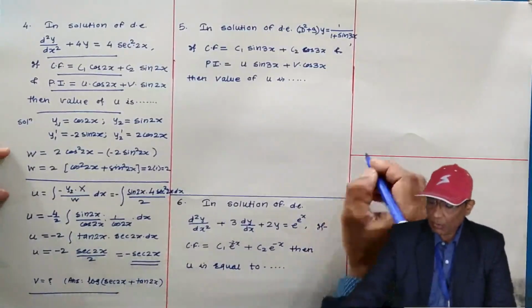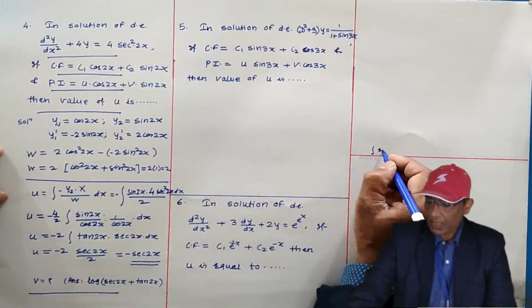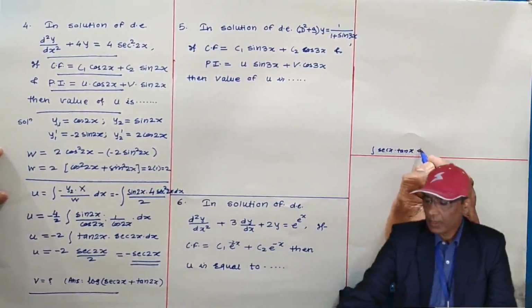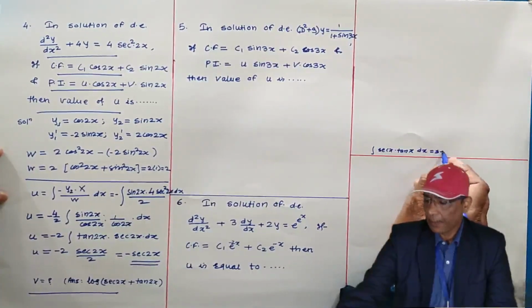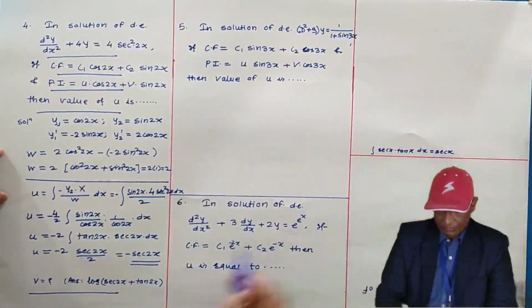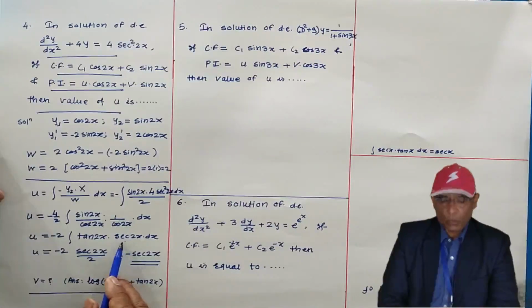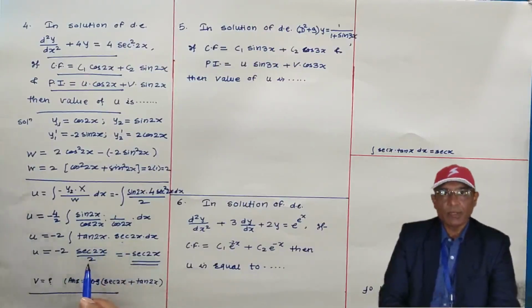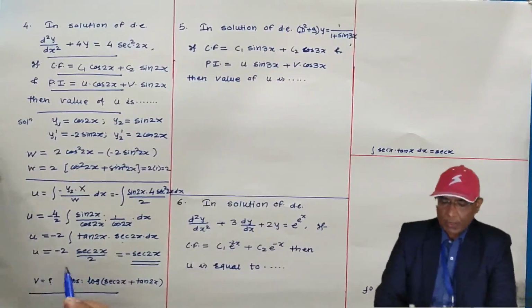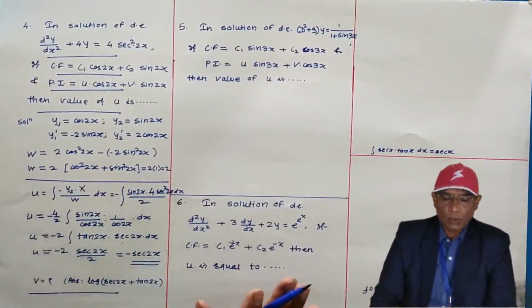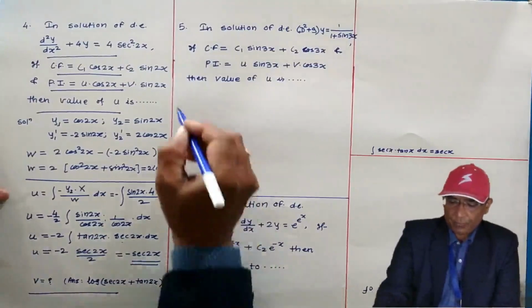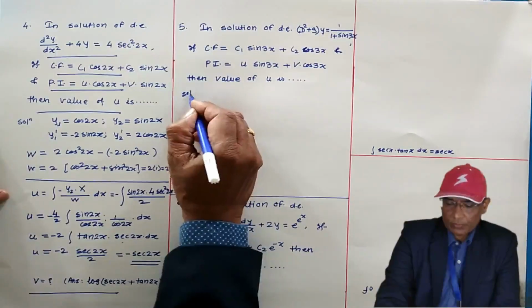Here we use the formula, integral of sec x into tan x is sec x, but here we have 2x. The argument is 2x. Therefore, the derivative of that argument we have to write in the denominator when we take integration. The same problem we are solving, only the y1, y2 values are being changed. That's all. Now the next problem.